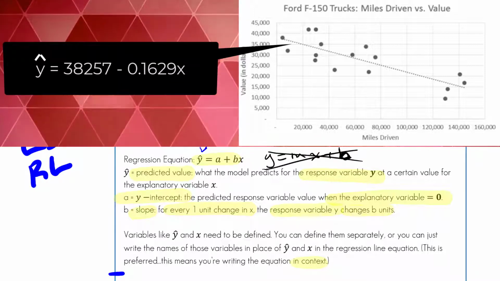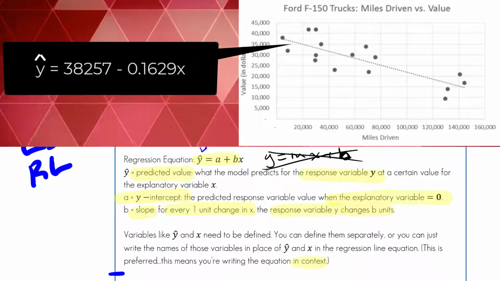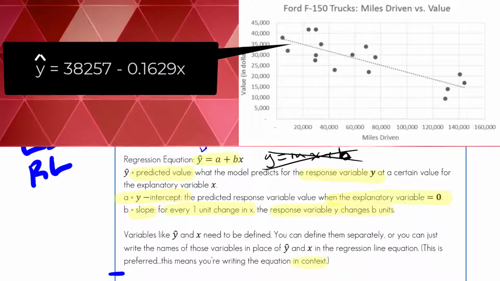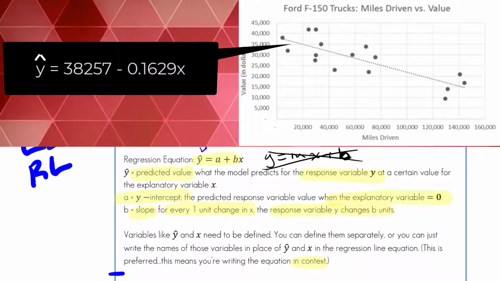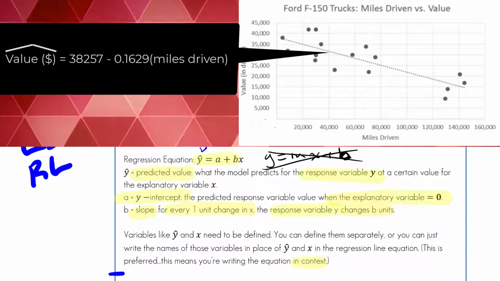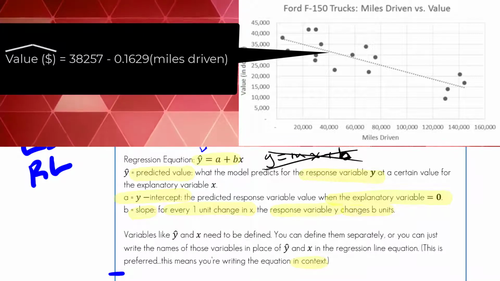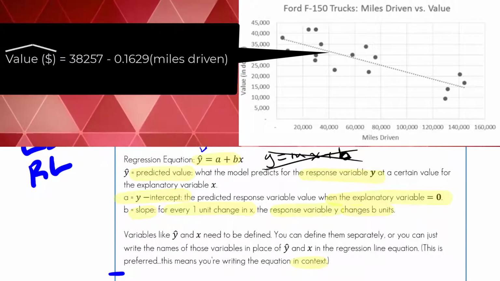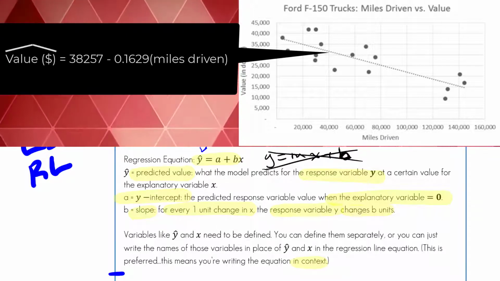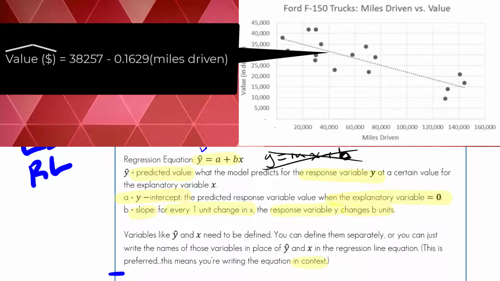Let's go ahead and utilize these ideas of context within these definitions. If you remember from that last paragraph, it says variables like y hat and x need to be defined. So let's actually put into the equation, replace the y hat and the x with the variables themselves. So y hat is the predicted value. So the predicted value of a truck is equal to 38,257 minus 0.1629 times the miles driven. Now we at least have some kind of context and we know what we should plug in and where to find certain things. Okay, so let's go ahead and now define each one of these components.